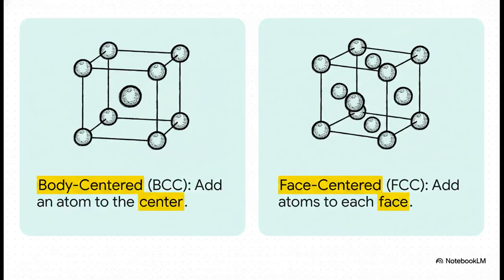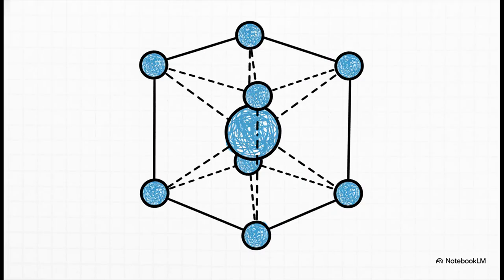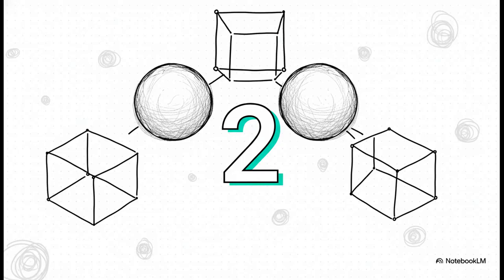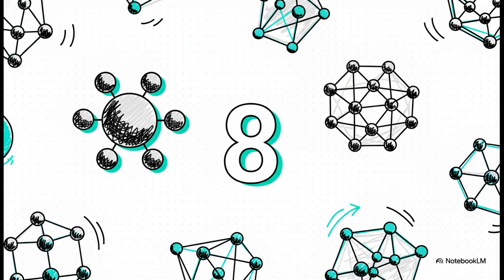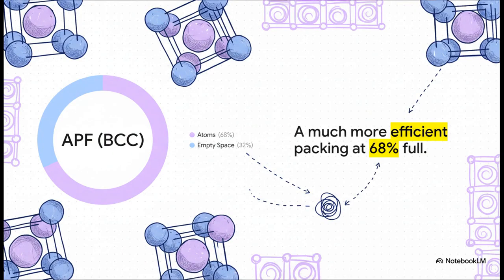Okay, so how can we pack things tighter? Simple. We start adding more atoms to the cube. First up is body-centered cubic. You see this a lot in metals like iron and chromium. That one extra atom right in the center brings our total up to 2 per cell. And that central atom now touches all 8 corners, bumping the coordination number up to 8. The result? We've jumped to a much better 68% packing efficiency, a big improvement.